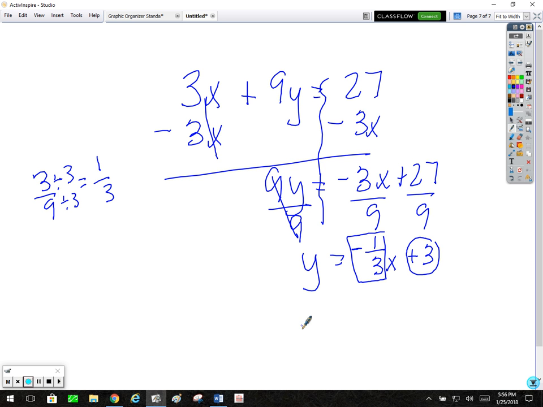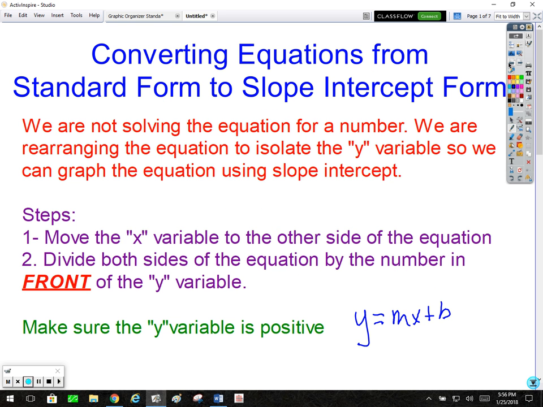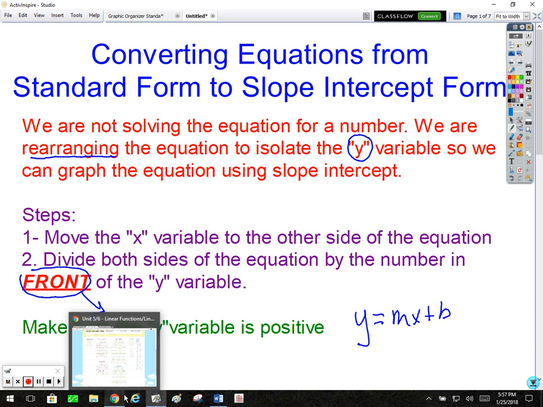Okay? So it's basically just a recap. Let's go all the way back to the front, and that's basically all we're doing is just doing a little rearranging. Okay, we're not solving for anything. We're not solving for a number. We are just simply rearranging the equation to get the y variable by itself, so we can graph it. And the two steps are move the x variable to the other side and divide both by the number in front of the y variable. That will make sure that the y variable stays positive.